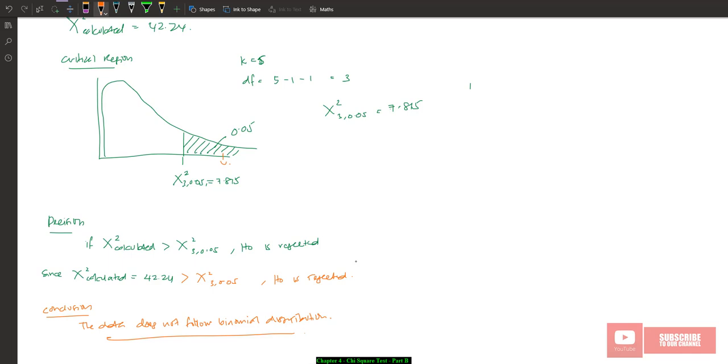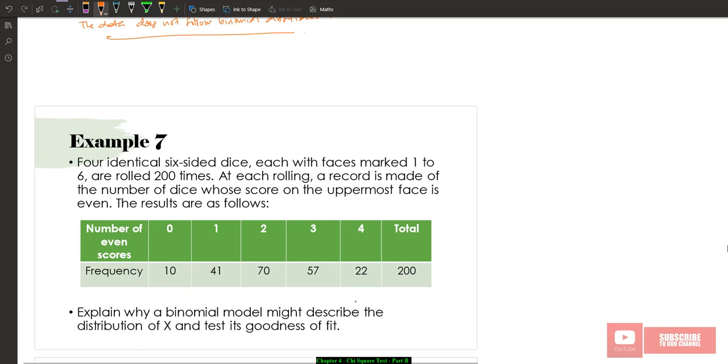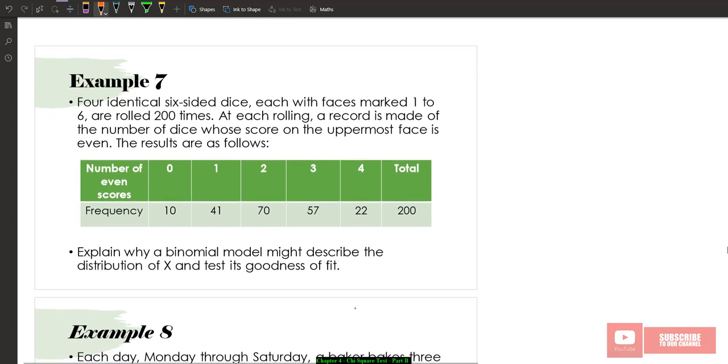So now let's look at example number 7. It's the same procedure. We have 4 identical 6-sided dice, each with faces marked 1 to 6, rolled 200 times. Each rolling, a record is made of the number of dice whose score on the uppermost face is even. The results are as follows.